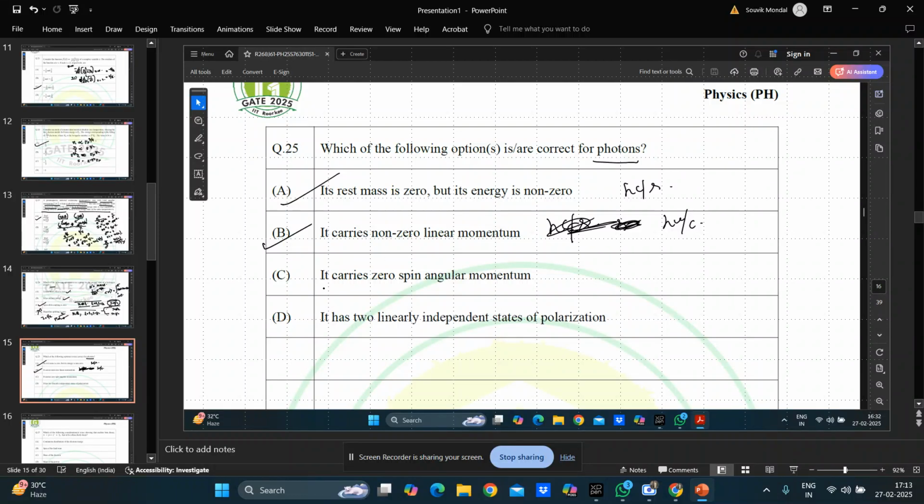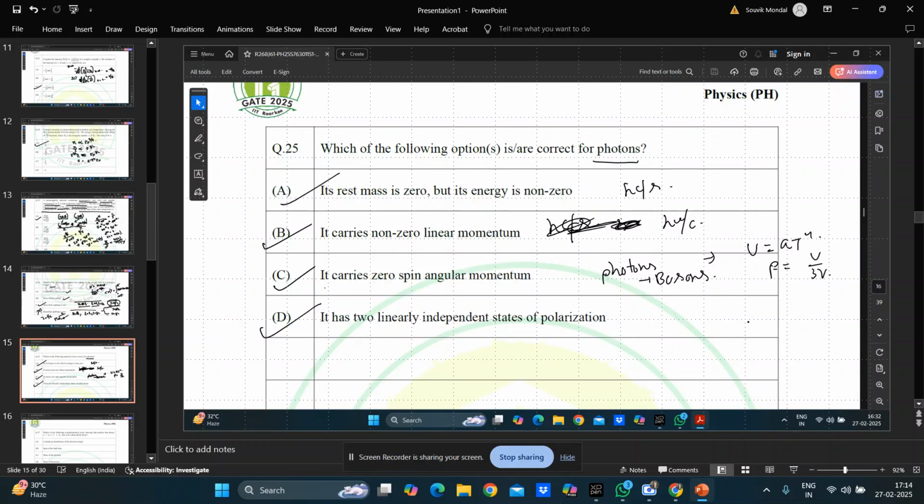It carries zero spin angular momentum. Yeah, photons are bosons, right? We derived the things for photon radiation, that is u is equal to some a T to the power 4, and p is equal to u by 3, the radiation pressure for photons. We already considered that photons are bosons. Photons are like bosonic particles with spin 0. So I think it is true, but probably in the options it is not given as true, but I think it should be true. And it has two linearly independent states of polarization.